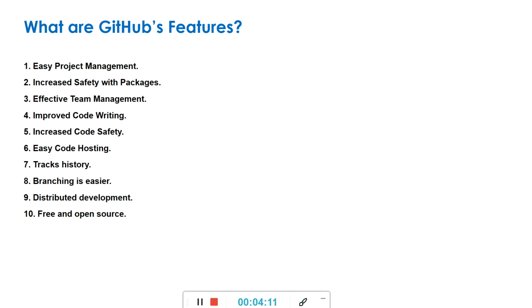Free and open source. GitHub is totally free and open source. Anyone can go to Google, search GitHub, type the GitHub URL, and sign up with their email ID, and anyone can use GitHub's properties and facilities.